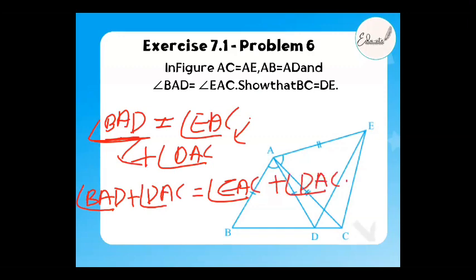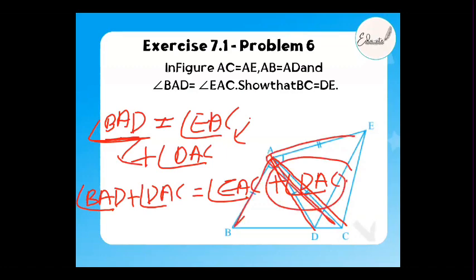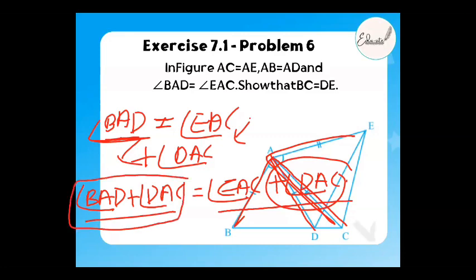Can you see? Where is DAC, beta? This one, right? Yes. If you add DAC to both of these, then you will get the angle of that triangle, correct? Yes. So angle BAD plus angle DAC equal to angle EAC plus angle DAC. Is it right now? So when you add BAD plus DAC, what will you get, beta?